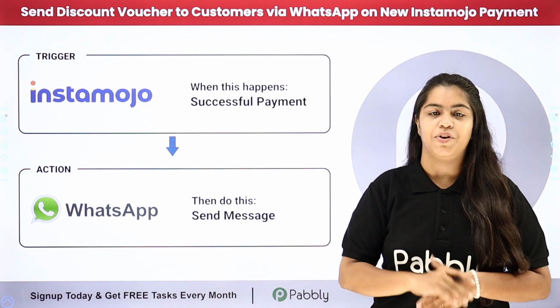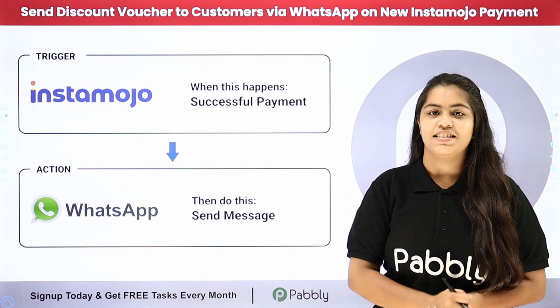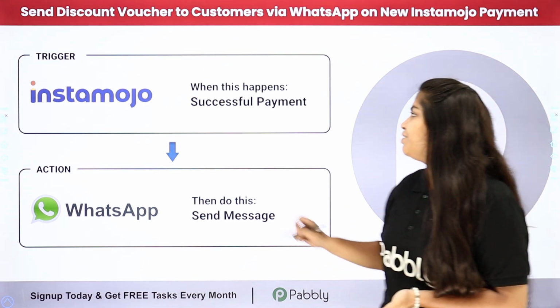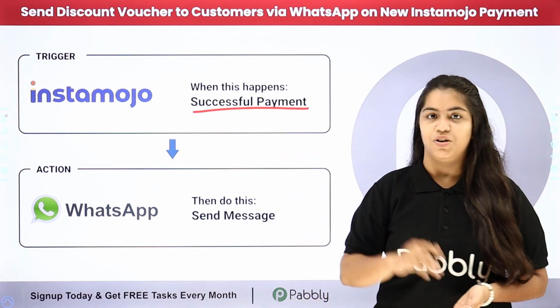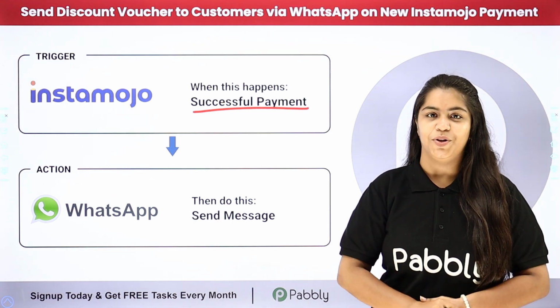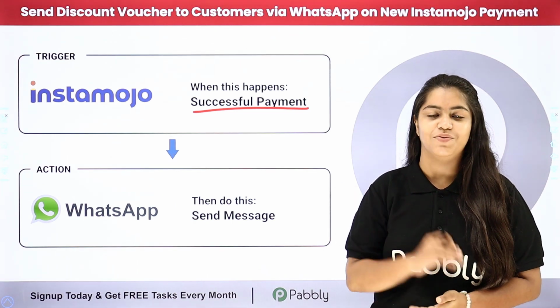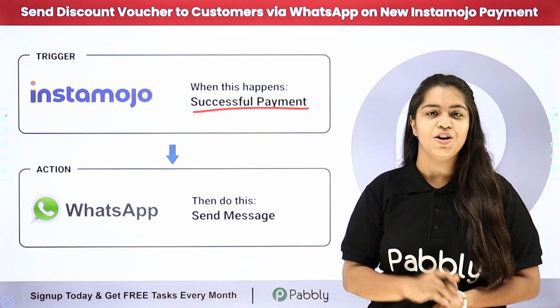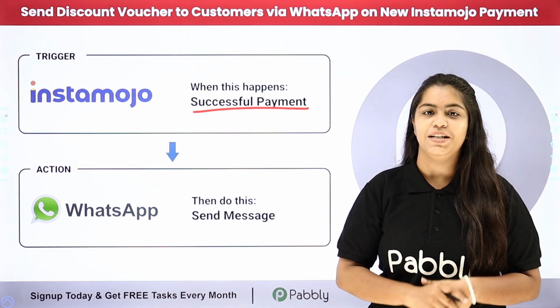I'm running a skincare products brand and we are selling our skincare products with the help of our Instamojo account. And now I want that as soon as a new successful payment is made in my Instamojo account, that is, as soon as someone purchases my product, an automated WhatsApp message should be sent to that customer with the discount voucher so that I can encourage repeat purchases.